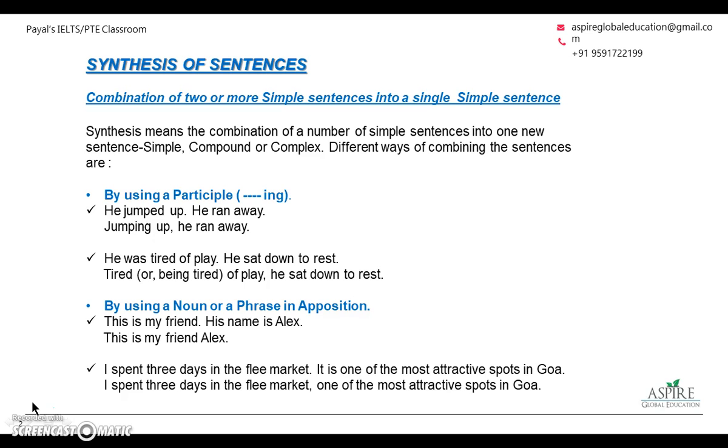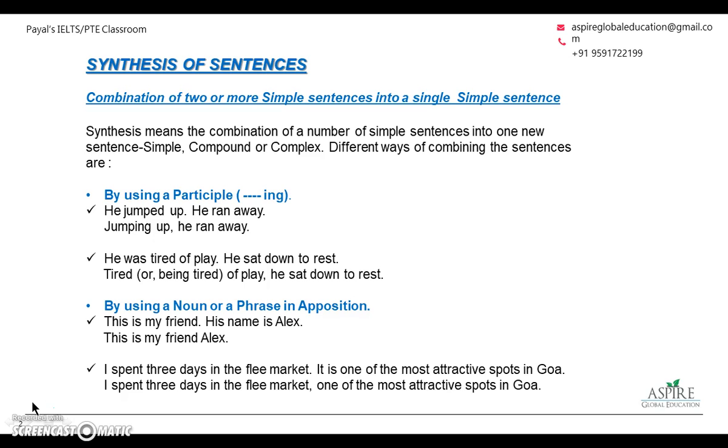Similarly, he was tired of play, he sat down to rest. This would be changed to: tired of play, he sat down to rest. So I could use a noun and combine the information. This is my friend, his name is Alex. This is my friend Alex. I need not mention it separately. I can combine the information.